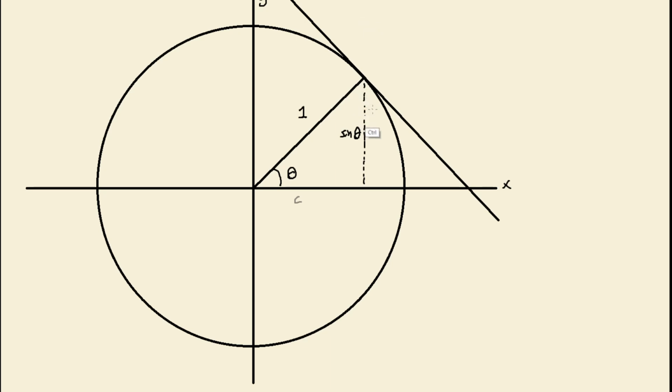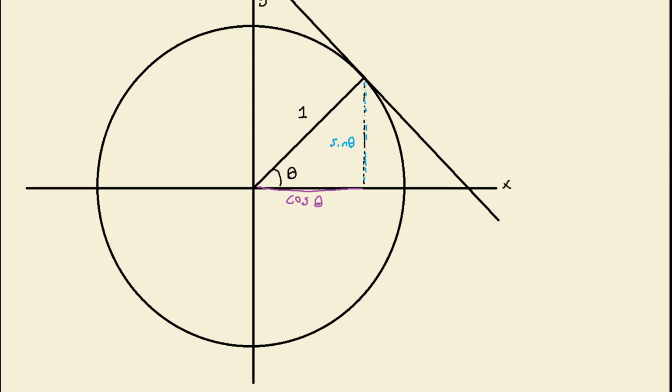Maybe this would help if we color coded it. So here would be sine of theta. It would be this distance here. And then cosine of theta would be this distance here, the horizontal distance. And what's tangent on this graph?